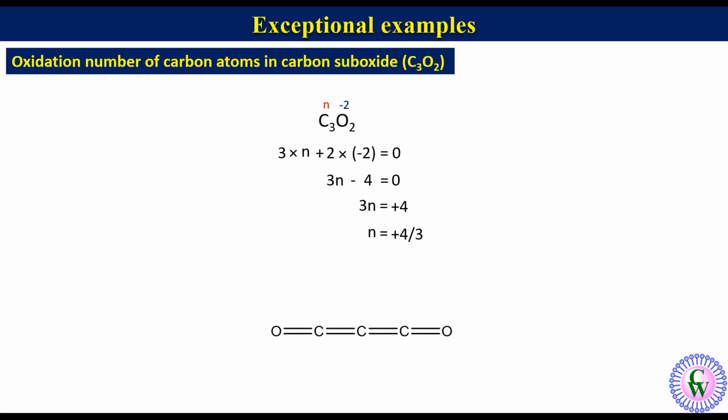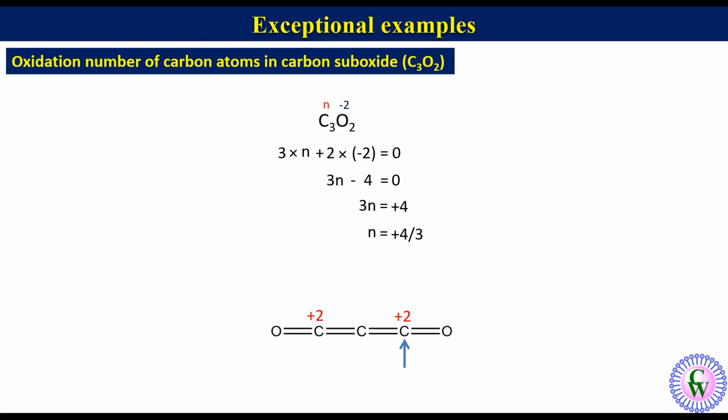After drawing a structure, we can easily find the oxidation number of any carbon, because the oxidation number of carbon will be equal to the number of bonds through which it is attached to the more electronegative atom, which is oxygen in this case. This carbon is attached to the oxygen atom with 2 covalent bonds. So the oxidation state of this will be +2. Similarly, the oxidation number of this carbon will be +2.